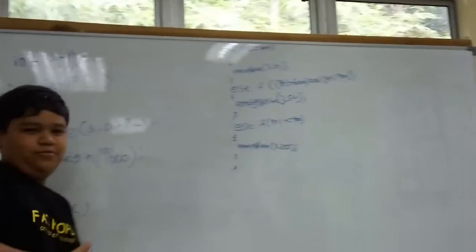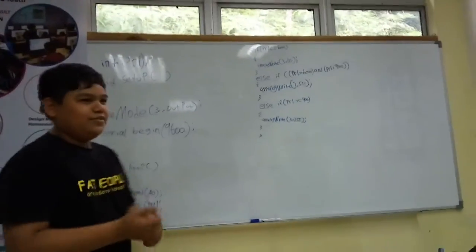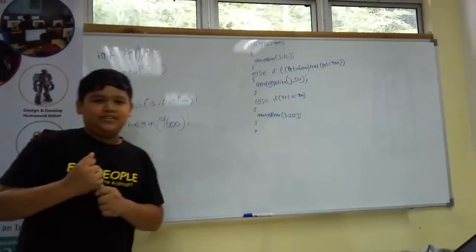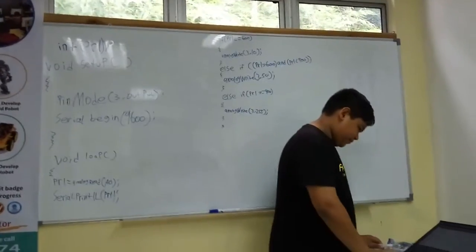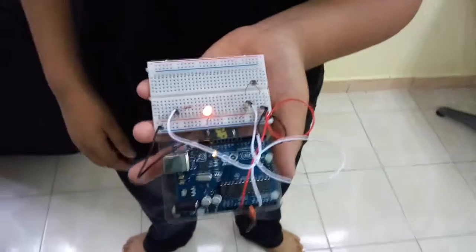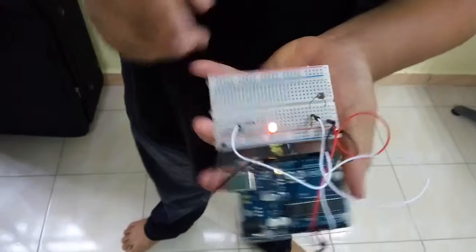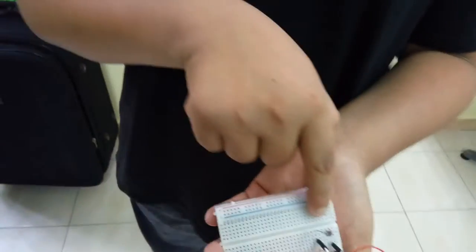So now you can see the wiring. This is your serial monitor. It is based on the environment. Yes. This is the prototype that I made to turn on the LED based on the environment brightness using this photoresistor.